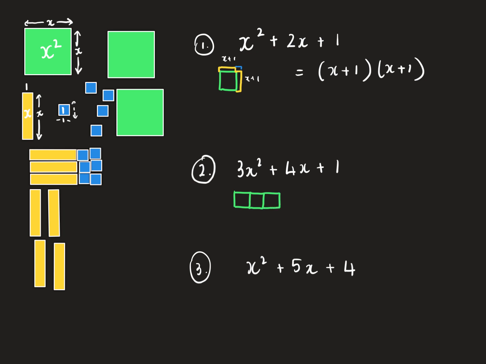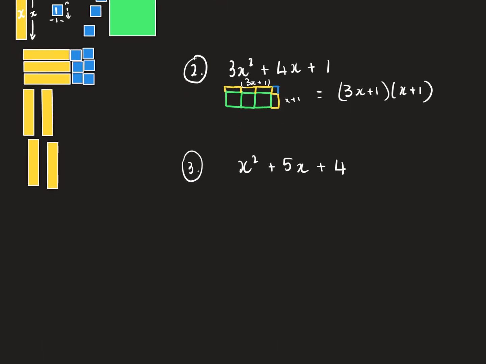Okay, now we've got 4x. How am I going to do that? 4 yellow ones. 1, 2, 3, 4. And where's our little blue one going to go? In the corner there. So what have we got across the top? X plus x plus x. That's going to be 3x plus 1 there, and x plus 1. So this one, 3x plus 1, lots of x plus 1. Or, of course, you could have it the other way around, and that would be fine.